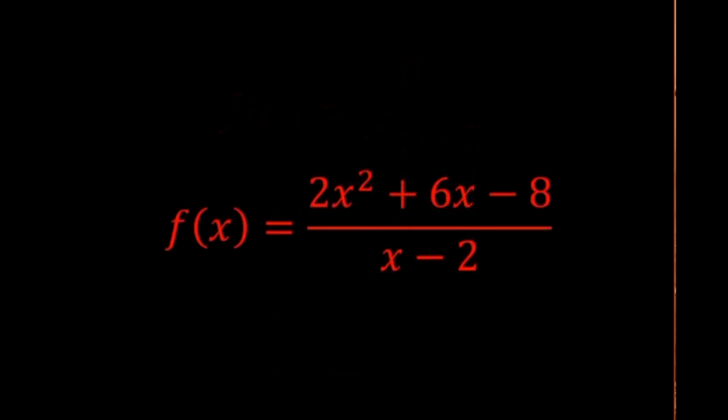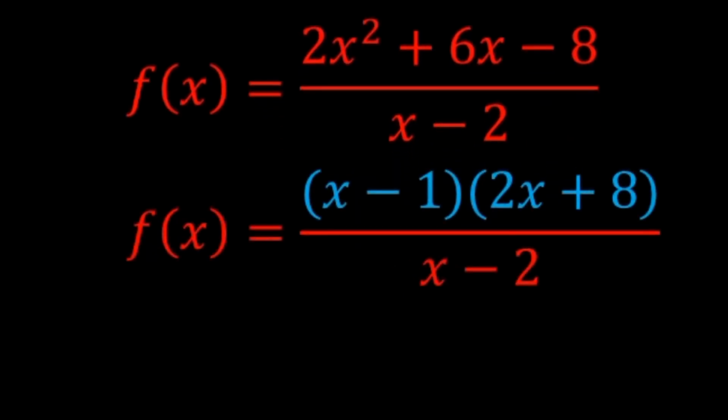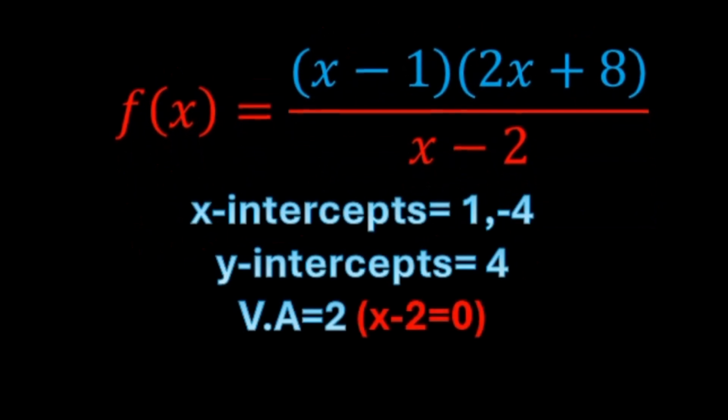Now, let's move on to a more complex example. f of x is equal to 2x squared plus 6x minus 8 divided by x minus 2. It's here that the degree of the numerator is actually greater than the degree of the denominator. Therefore, we'll have to use the third case of horizontal asymptotes, which I haven't talked about. So, we can write the numerator as this. The x-intercepts will come out to be 1 and negative 4, the y-intercept will come out to be 4, and the vertical asymptote will come out as 2.